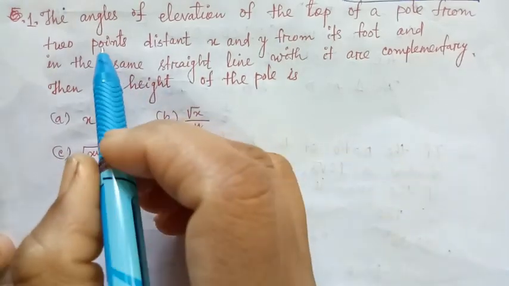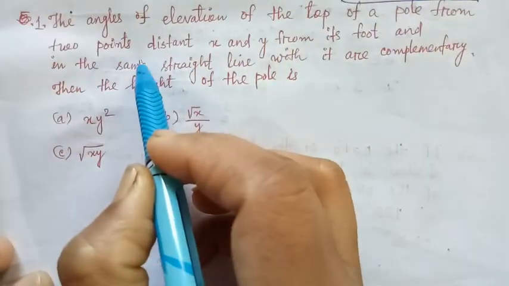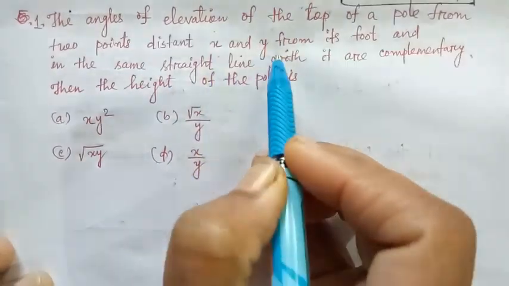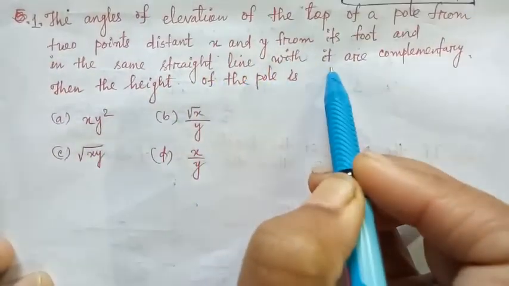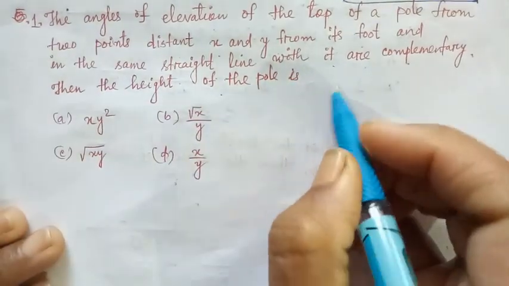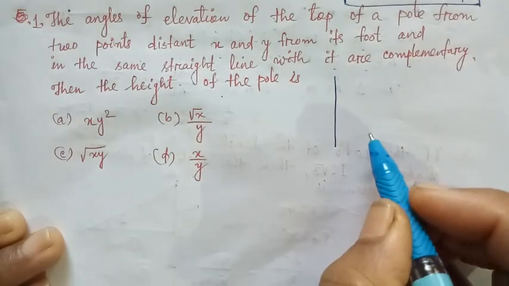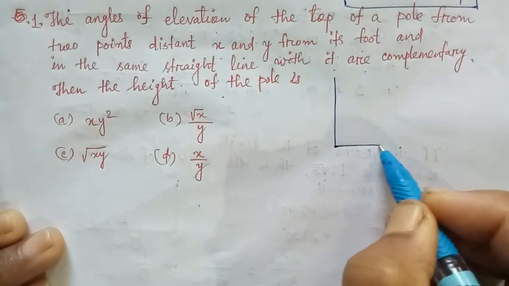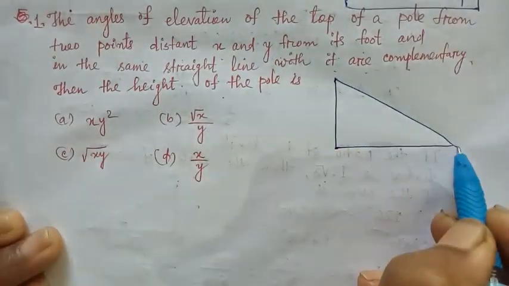Your first question is: the angles of elevation of the top of a pole from 2 points at distance x and y from its foot, and in the same straight line with it, are complementary. Then the height of the pole is given. A pole and 2 points at distance x and y from its foot.